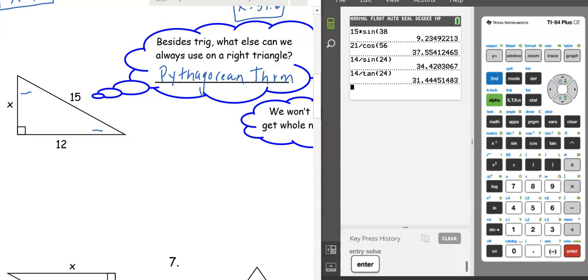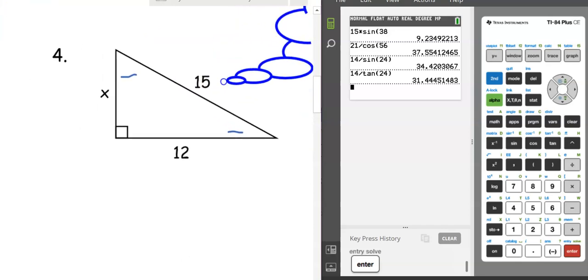Okay, we're going to use the Pythagorean theorem, which again is a squared plus b squared equals c squared. So remember, your two legs are a and b, with c being your hypotenuse. So you have x squared plus 12 squared equals 15 squared.